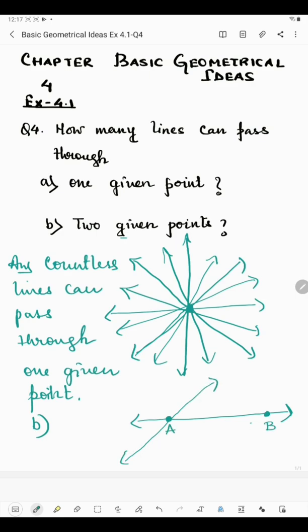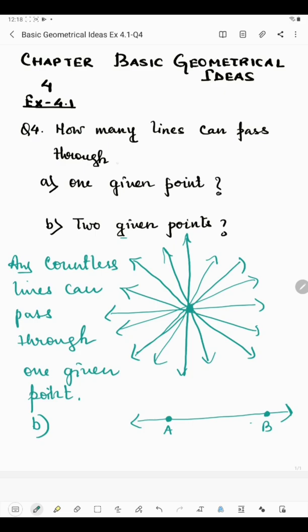Now see, suppose this is point A and this is point B. What we have observed is that this line passes through point A, not through point B. Or if we draw like that, it passes through point B, not through point A. So only one line can be drawn using 2 points. If we name it as AB, then AB is a line which passes through these 2 points.